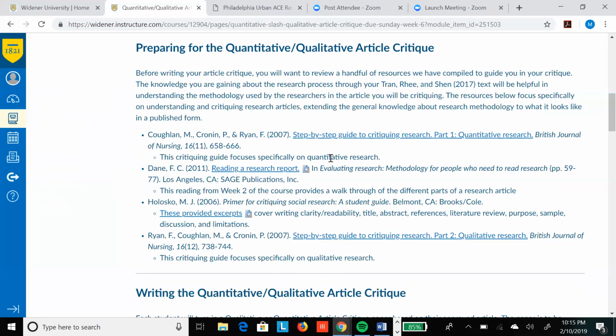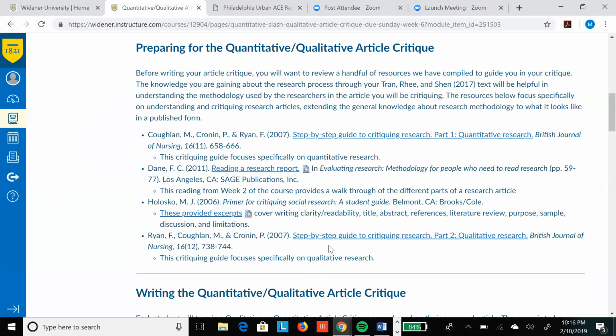So you have several readings here. You have a step-by-step guide to critiquing research, part 1, quantitative research by Coughlin, Cronin, and Ryan. You have the Dane article on reading a research report. You have the Halasko Primer for Critiquing Social Research, a student guide, and there are some excerpts from this text that cover writing clarity and readability, critiquing the title, the abstract, the references, the lit review, the purpose, the sample, discussion, and the limitations. We actually used to use a textbook by Halasko in this course, and it's a really useful and very user-friendly guide to critiquing those aspects of research articles.